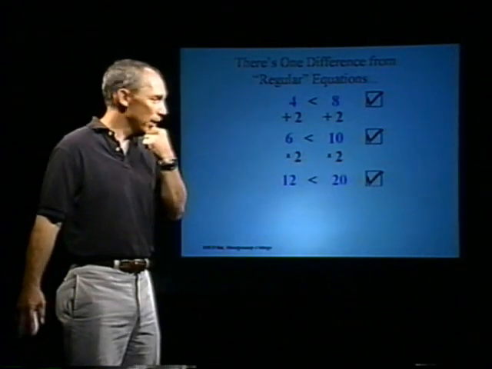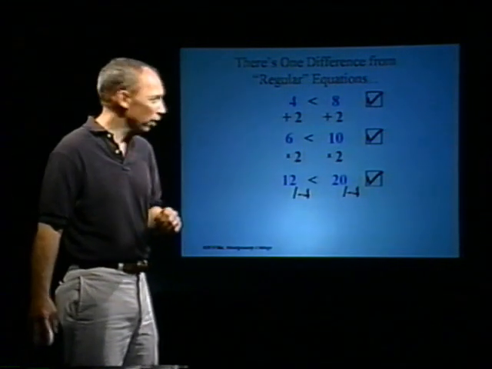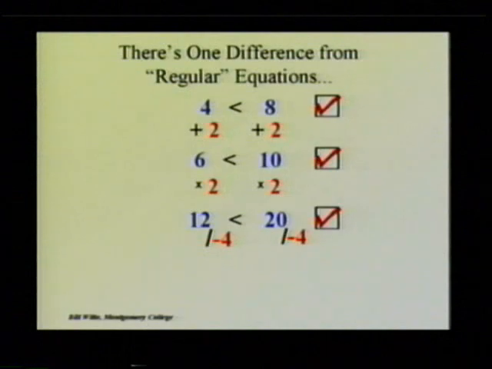Well, wait a minute. Remember what I told you, as long as you do something to both sides. What if I divide both sides? It seems reasonable. What if I divide both sides by a -4? Negatives.